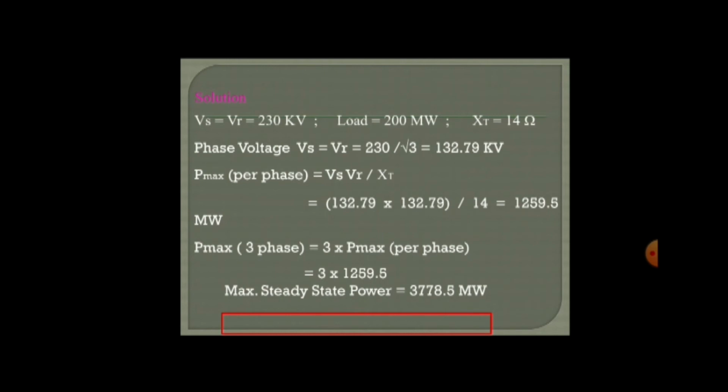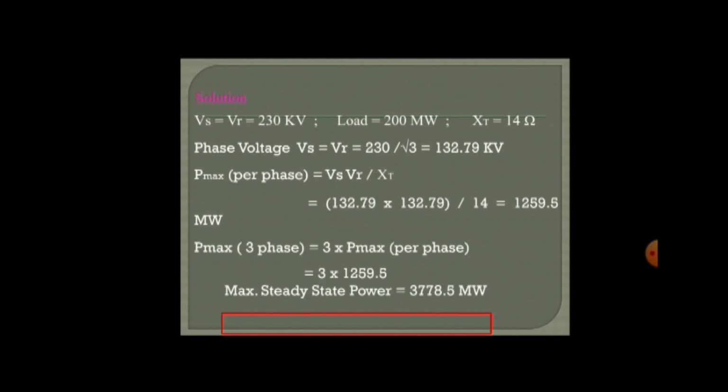So that is the transmission reactance. We will get the maximum power. The sending end voltage and the receiving end voltage will be the same. These are the per phase values. Don't forget 132.79 into 132.79 by 14. You will get 1259.